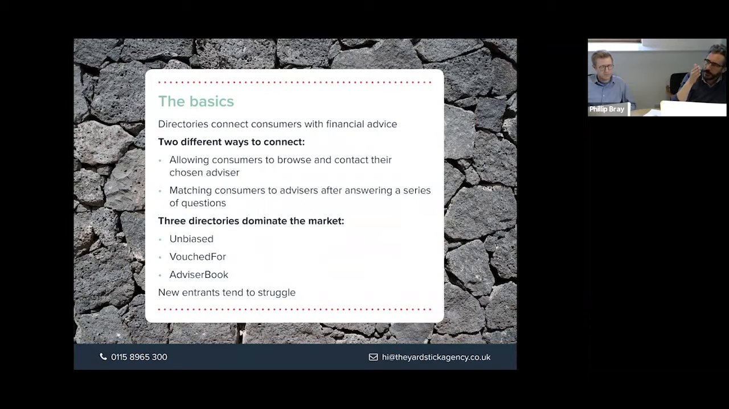The way they try and get around that is to simply try and match a consumer with an advisor, which, to be cynical, is simply an attempt to get the consumer's details and then try and flog it onto an advisor. So we wouldn't recommend right now going past these three directories: Unbiased, Voucher, and AdvisorBook. Wouldn't do more than those.